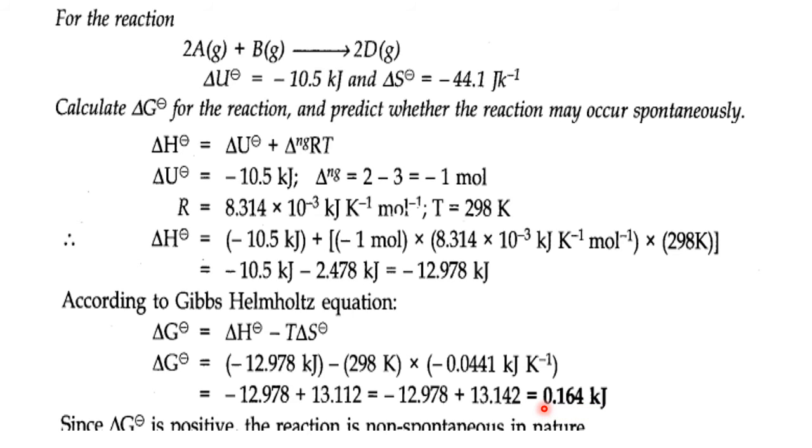It is positive. When delta G is positive, the reaction is non-spontaneous. For a system to be spontaneous, delta G must be negative. Therefore, it is not negative, so it is not spontaneous. What is the question here? Predict whether the reaction may occur spontaneously or not. No, it is non-spontaneous.